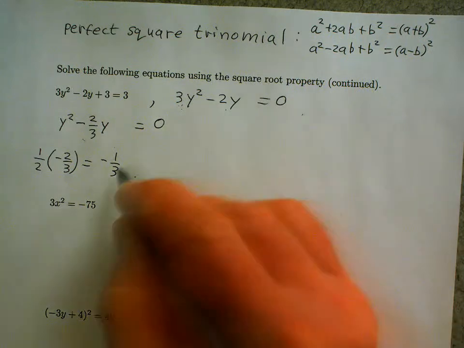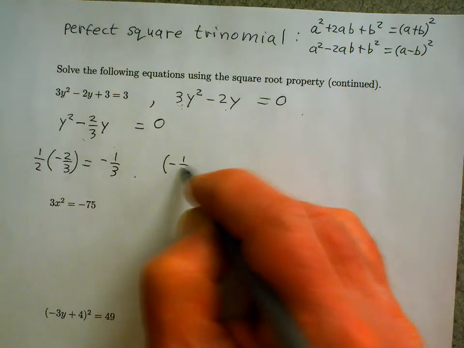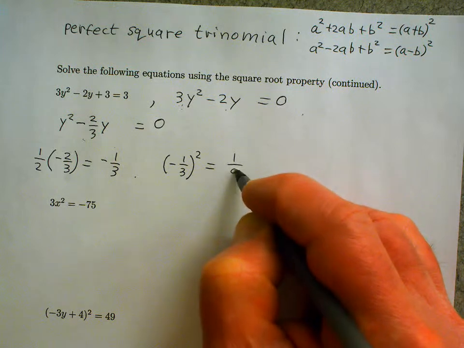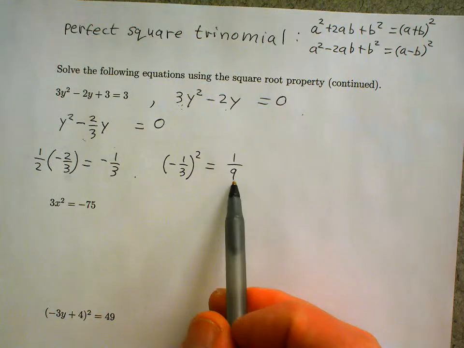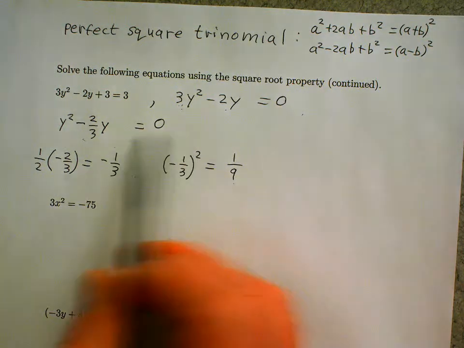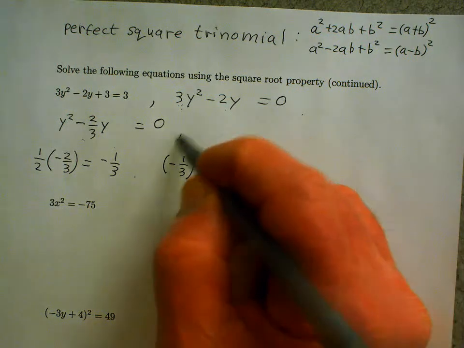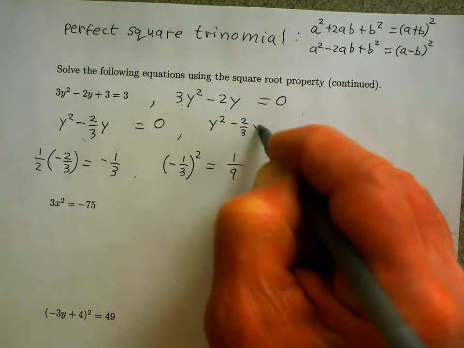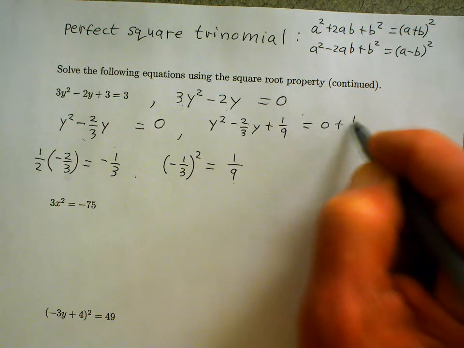Then we square negative 1/3, and we get positive 1/9. So this is the number that we're going to add to both sides of this equation to create a perfect square trinomial. So we get y squared minus 2/3 y plus 1/9 equals 0 plus 1/9.